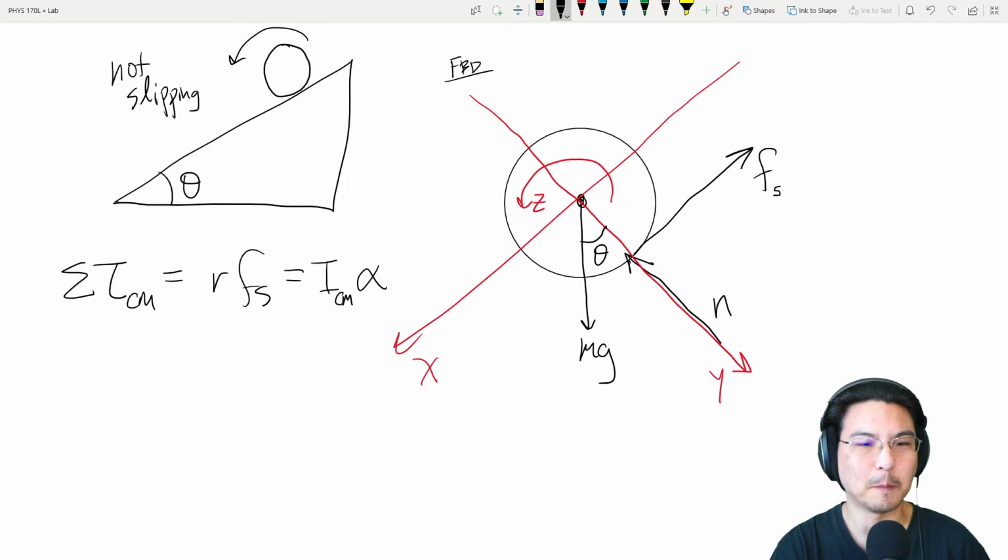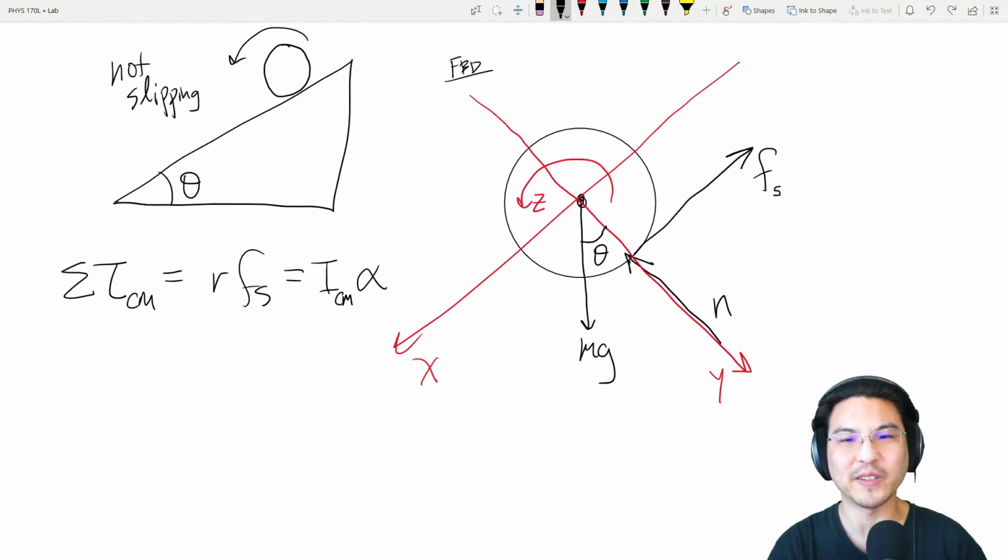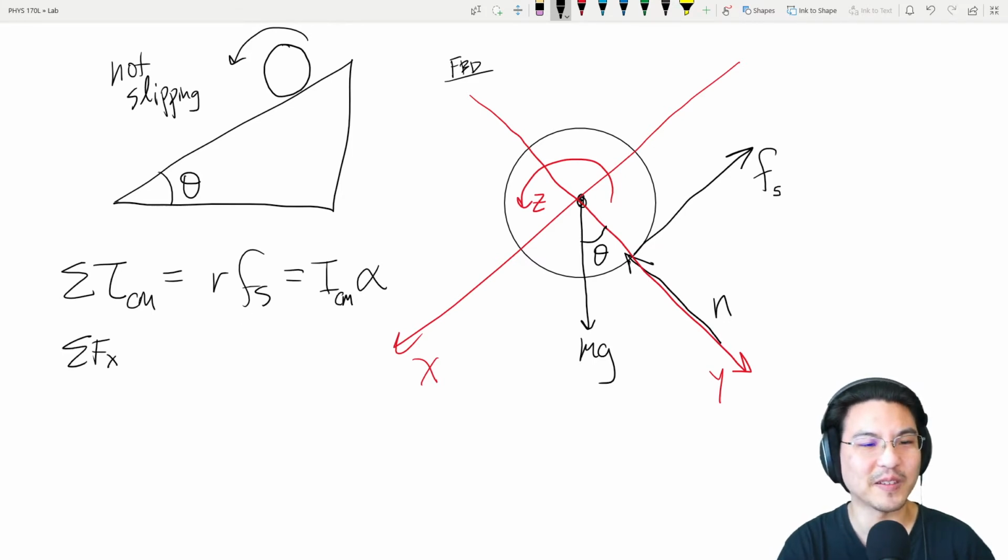Okay, let's see. I don't know this, so we need more equations. So let's sum forces in the x direction, sum forces in the y direction.